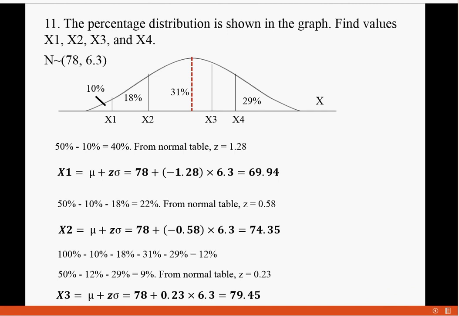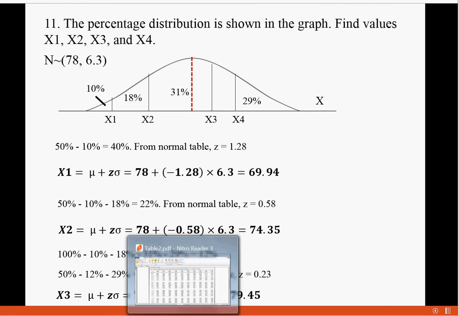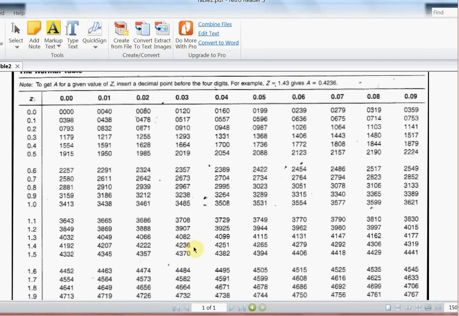For x4, the procedure should be exactly the same as we demonstrated. You have this corner, 29%. Therefore, from x4 to the mean should be 50% minus 29%, which is 21%. For 21%, let's go to the normal table to find the corresponding z-score.